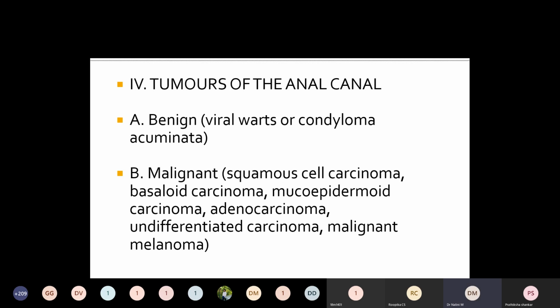Next, another special variety, we do classify tumors of the anal canal separately because this is a different entity where we have viral warts or condyloma acuminata that is encountered more often in the anal region, and the malignant subset includes the squamous cell carcinoma, basaloid carcinoma, mucoepidermoid, undifferentiated, and malignant melanoma. Yeah, because the lining is different from the large intestine.